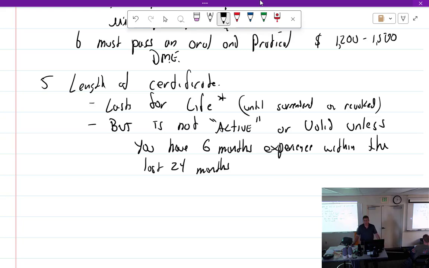It's not valid. The other thing, it says 6 months experience within the last 24. It does not say how much experience that is. Is it 8 hours a day? Is it consecutive? Is it 1 day a month? It doesn't say. And that's kind of the weird thing, which I always go back to, well, it's not a problem until it's a problem. When you did something stupid, the FAA comes looking at you, then they're going to start worrying about this. Otherwise, I don't think they care, nor will they ever know.